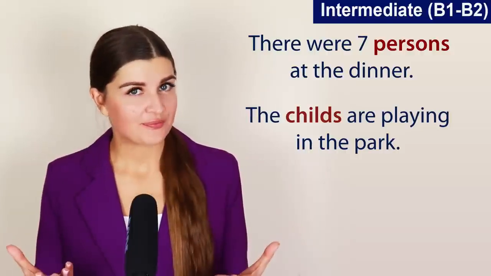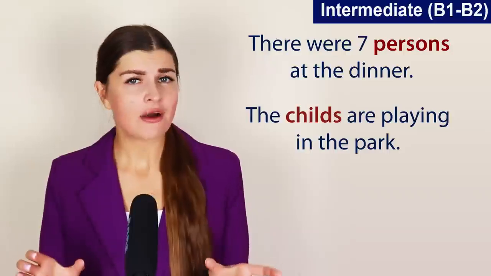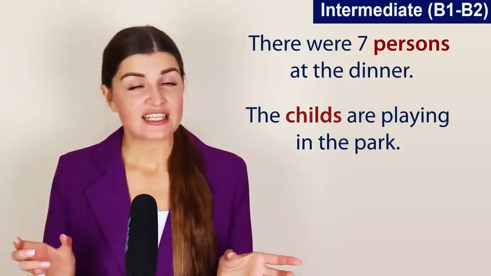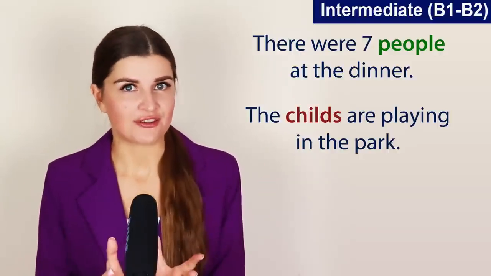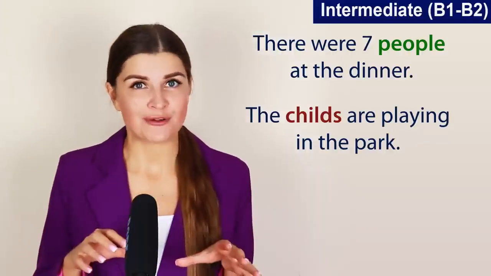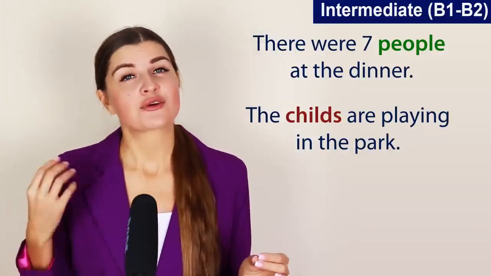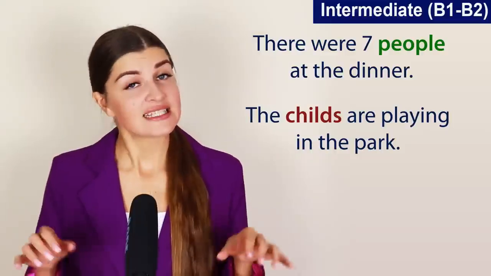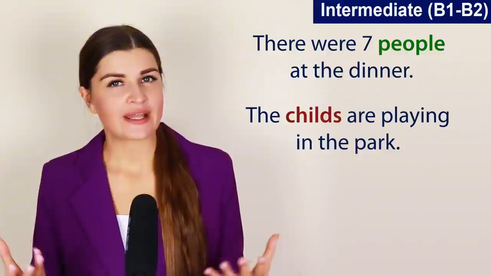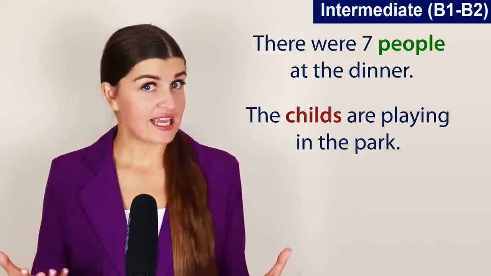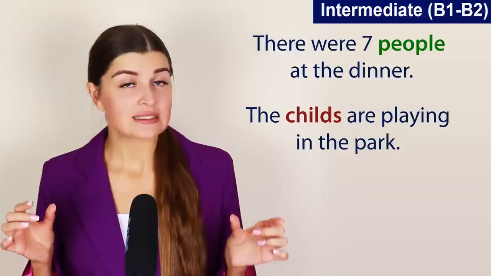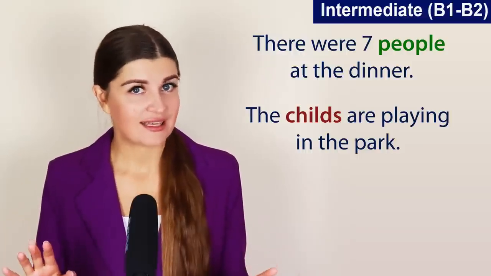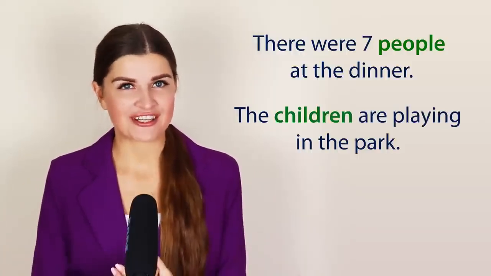What's the mistake here? The word persons is not commonly used in English. Instead, we use people when talking about a group of individuals in general. Replace persons with people. The correct sentence is there were 7 people at the dinner. Sentence 2. The childs are playing in the park. What's the mistake? The word childs is wrong because the plural of child is children, not childs. The children are playing in the park. That was the end of the intermediate level.